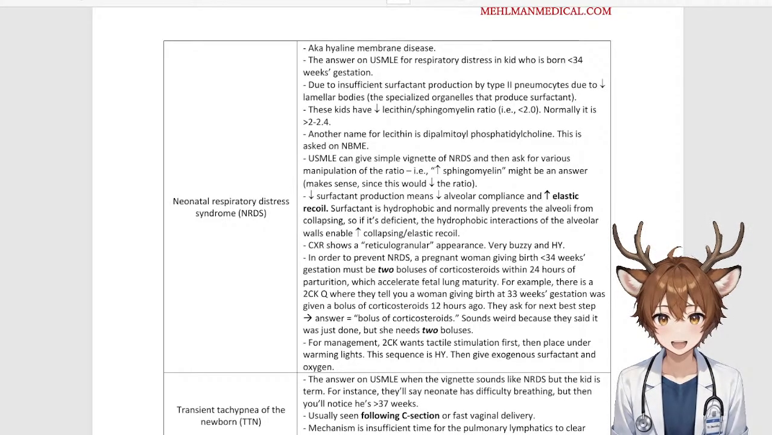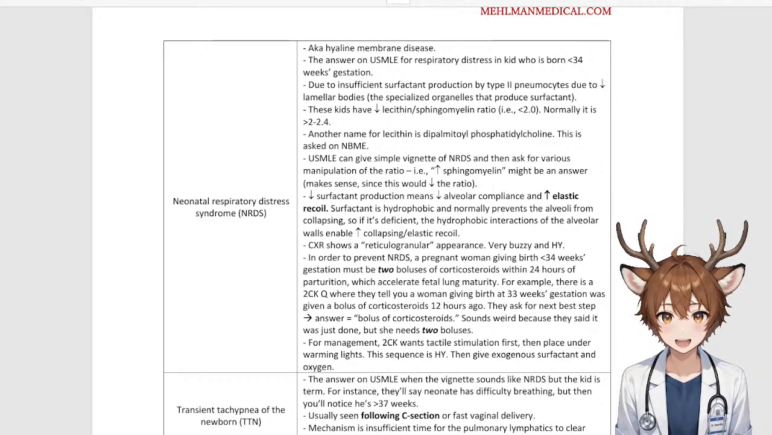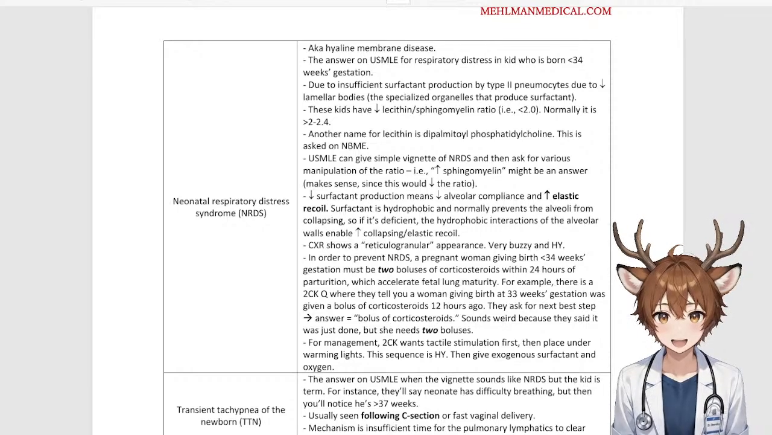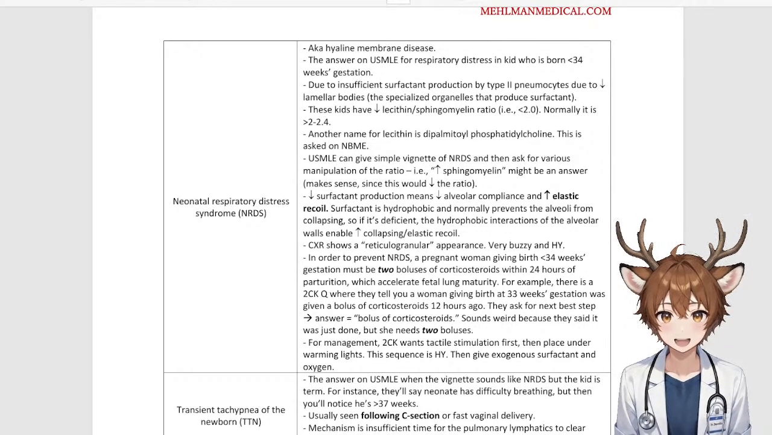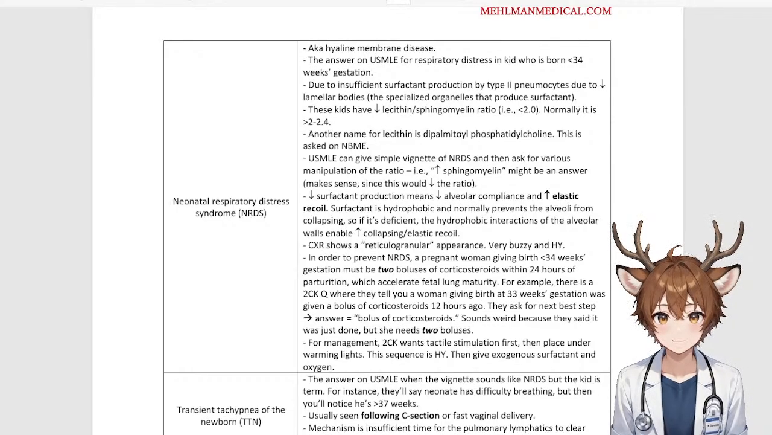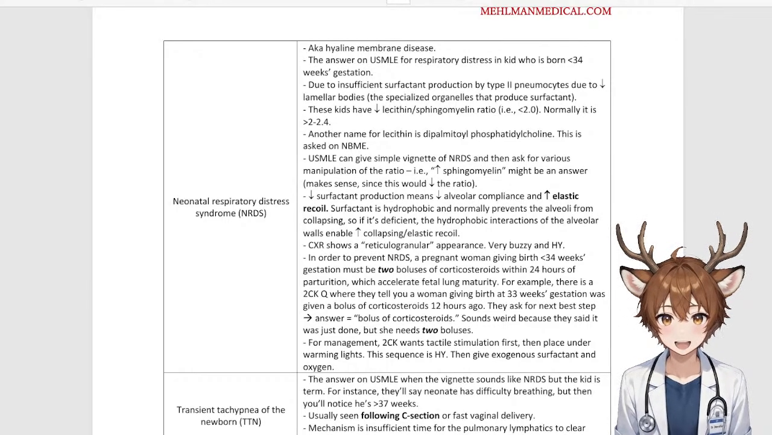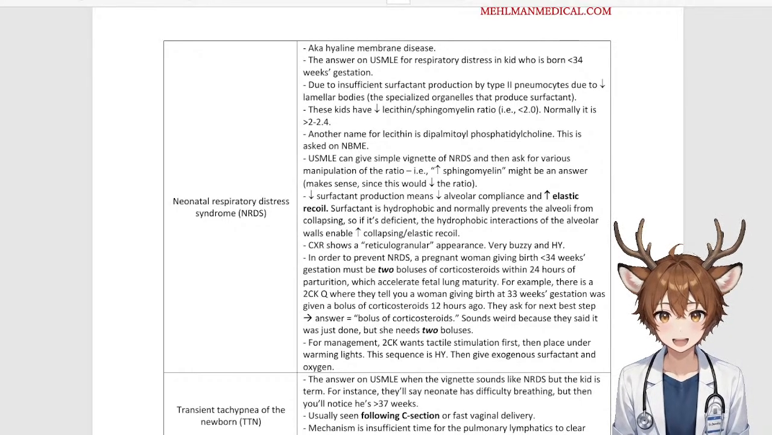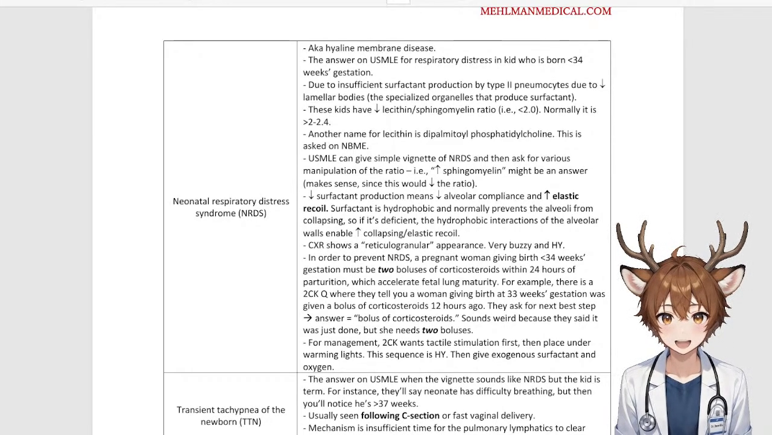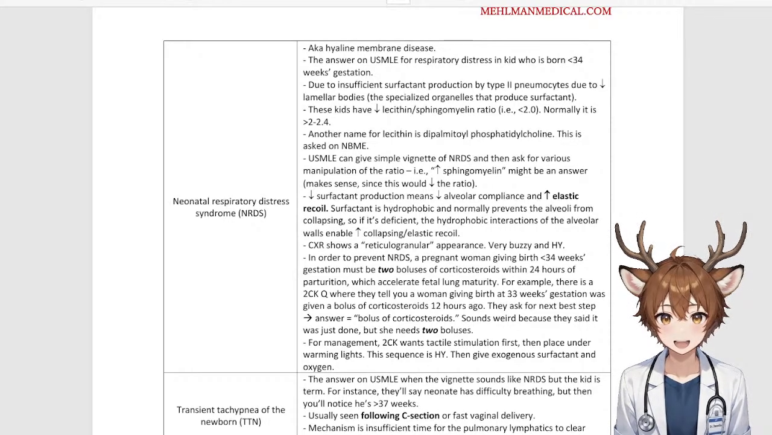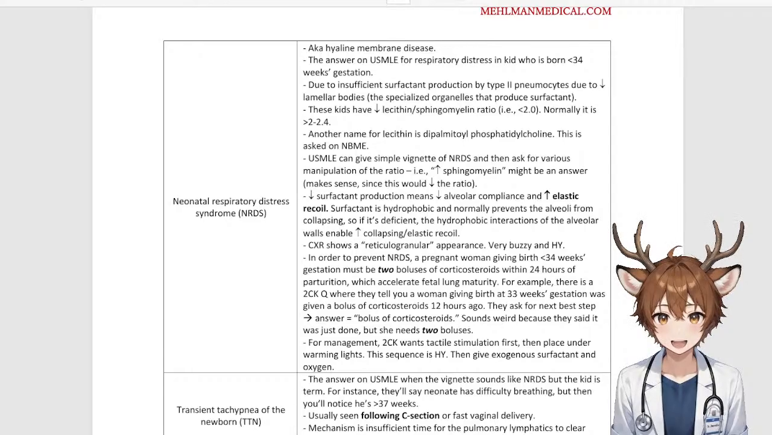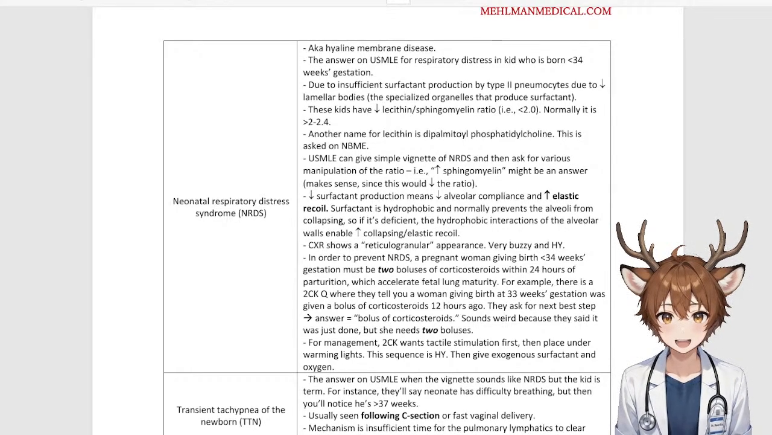USMLE can give a simple vignette on NRDS and then ask for various manipulations of the ratio. That is to say, elevated sphingomyelin might be an answer. Makes sense since this would decrease the ratio. Decreased surfactant production means a decrease in alveolar compliance and an increase in the elastic recoil. Surfactant is hydrophobic and normally prevents the alveoli from collapsing. So if it's deficient, the hydrophobic interactions of the alveolar wall enable the increase in collapsing elastic recoil. Chest X-ray shows a reticulogranular appearance, very buzzy and high yield.